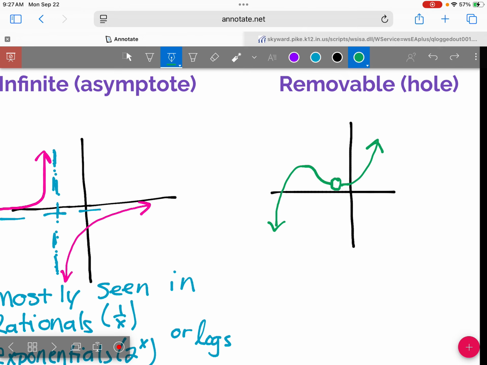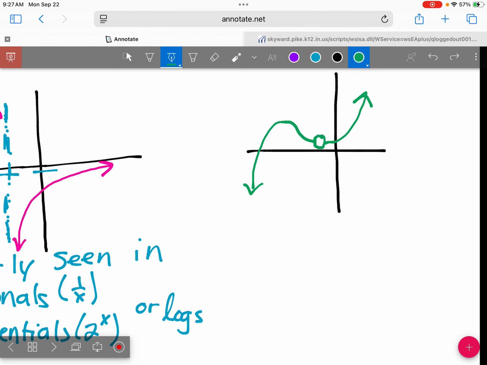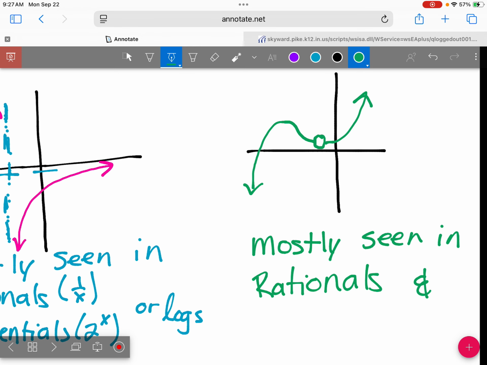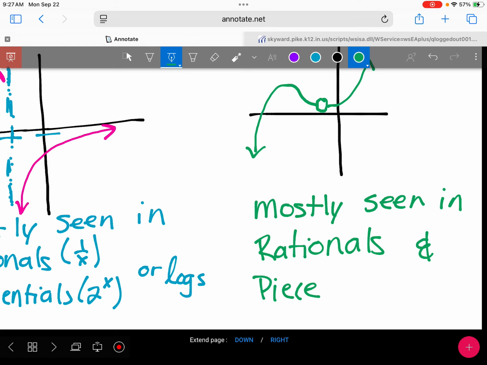Where are these ones mostly seen? These are mostly seen in rational functions. This would be when we have something that cancels out top and bottom, or in piecewise functions. So it may or may not have an alternative value. We had these a lot of times in our rational functions when we could factor our denominator, and we'd have x plus 5 in the numerator and x plus 5 in the denominator. So they canceled out, except for the place where it caused us a problem. And we had a discontinuity, we had a hole.